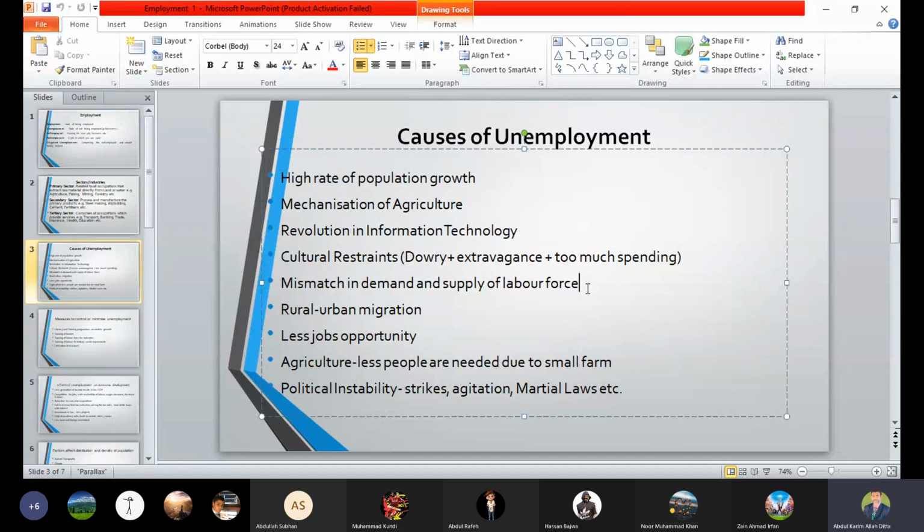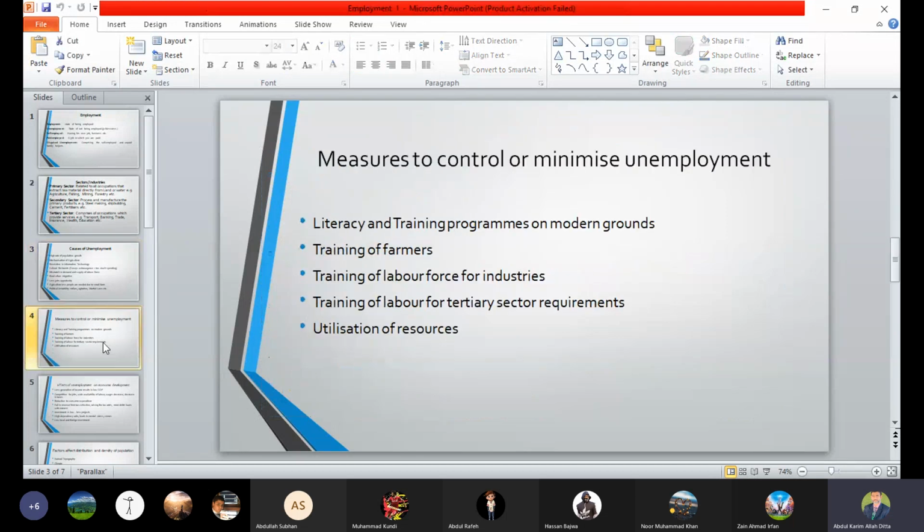Then we have agriculture. Fewer people are needed due to small farms. In one family they have more people, but on a small farm they need only 2 people to work there. If they are 6 members, 4 people are not needed there, so they also cause unemployment. Then political stability and government policies are not stable, so due to that the rate of unemployment is increasing in the country.